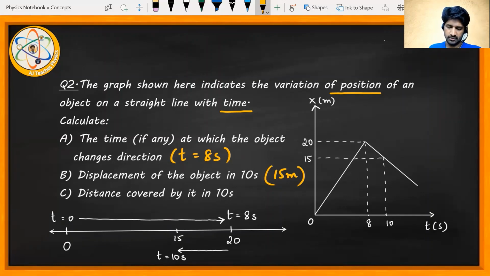Now the final part of the question, the distance covered by it in 10 seconds. Distance is nothing but the total length of the path traced by an object. Now as indicated by this graph, the object goes from x is equal to 0 to x is equal to 20 and then comes back to x equal to 15. So it covers a distance of 20 meters when going forward and an additional 5 meters when going back. So the total distance covered by it in 10 seconds is 25 meters.